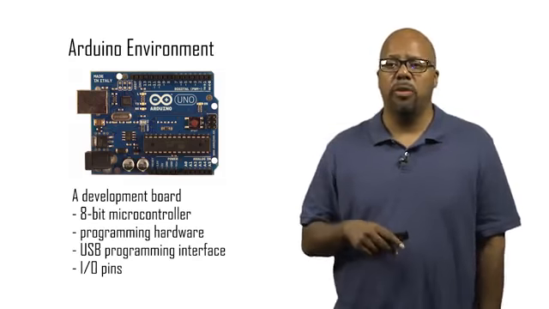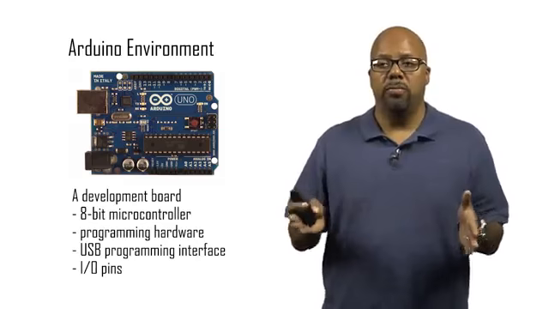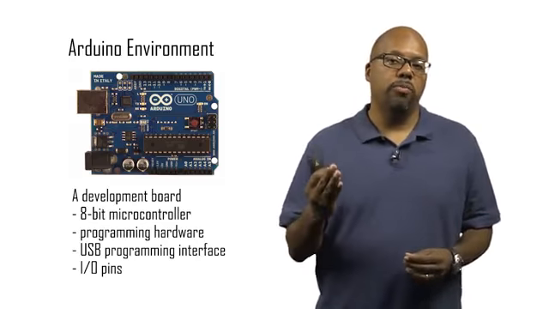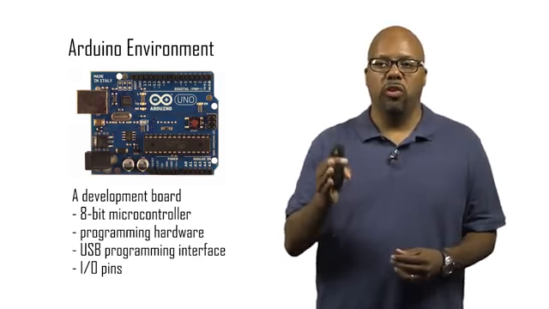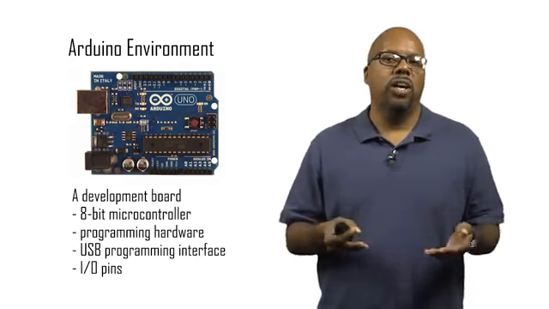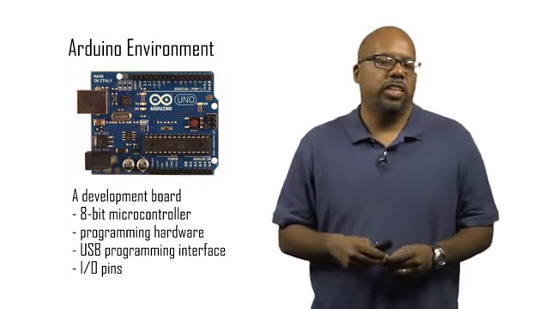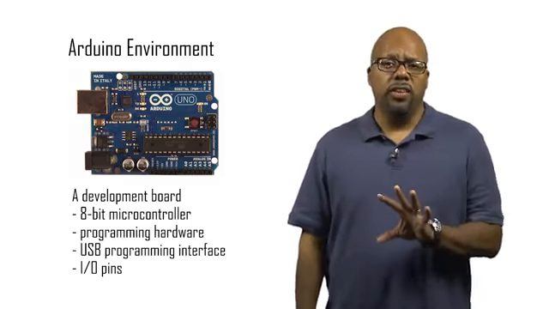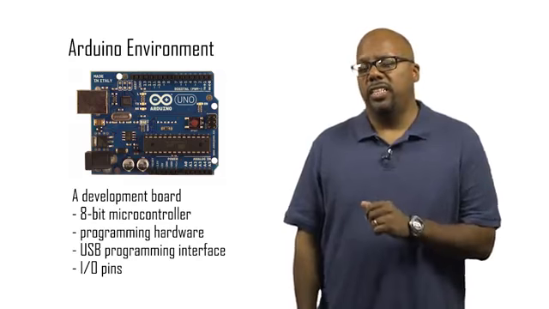So if you look at that chip, it's got these pins, these pieces of metal sticking out that are the leads that connect it to the outside world. And those are wired through traces on the board to those holes. So by connecting wires to those holes, you can connect other devices to the microcontroller.